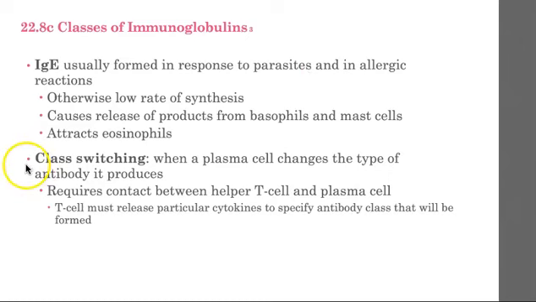Now, we can have class switching take place, which is when our plasma cell is going to change the type of antibody that it produces. This does require contact between our helper T cell and the plasma cell, and our T cell has to release certain cytokines to specify which antibody class has to be formed.